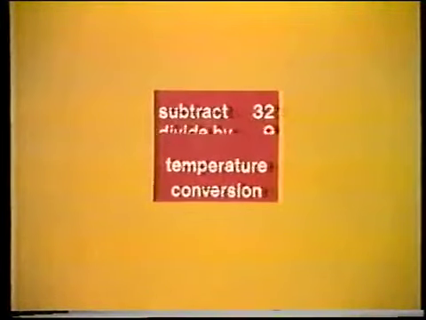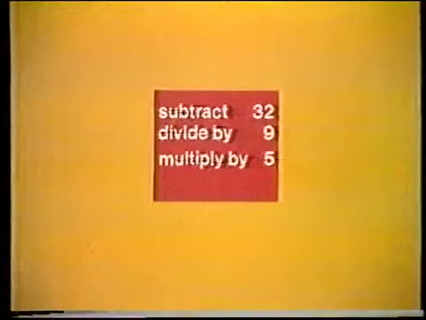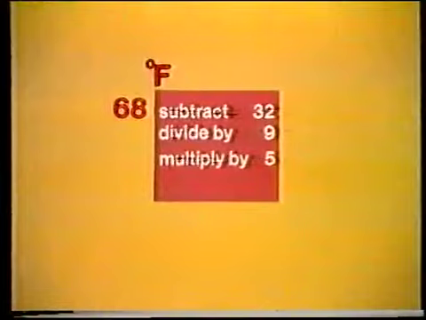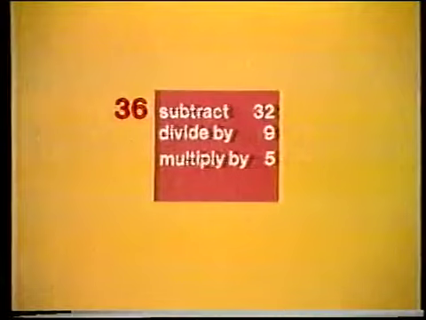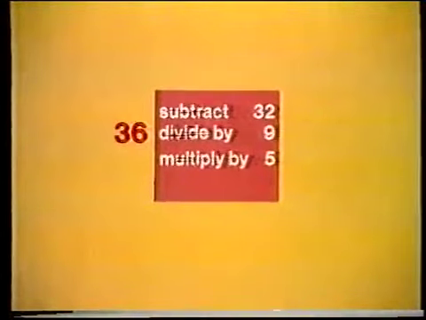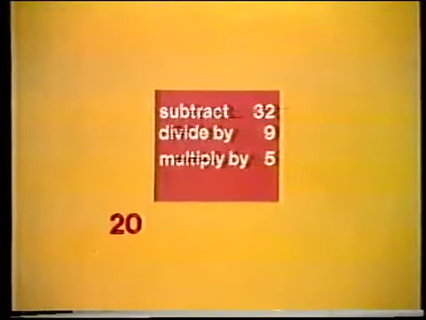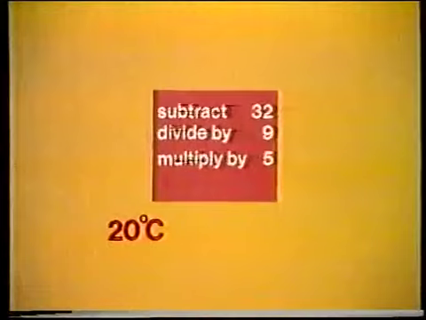Inside this box is the rule: subtract 32, divide by 9, multiply by 5. If a temperature arrives in degrees Fahrenheit, the rule tells us what to do. Start with 68, subtract 32, divide by 9, multiply by 5. And that's the result in degrees centigrade.